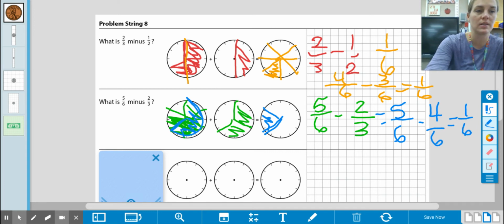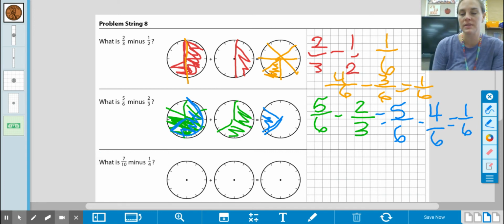All right, let's write down that next problem. We have 7/10 minus 1/4. You might be thinking, oh, I don't know if clocks are going to work the best for this, and they might not. But do remember that I can figure out how many minutes would be in each group if I broke that hour into 10. Also, I could use my money to help me figure it out, or that double number line, or that ratio table. So go ahead and work it out.